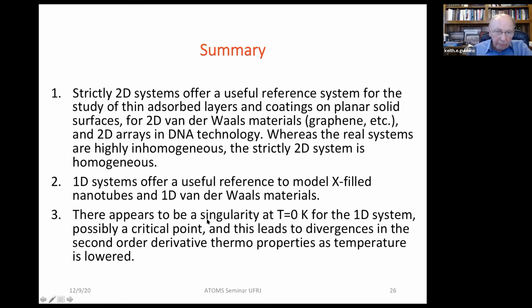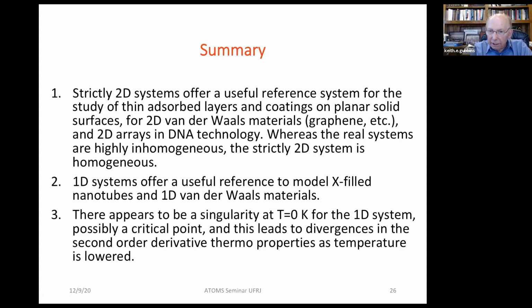And then, certainly we have not proven this, but there appears to be signs of a singularity at 0 degrees Kelvin in the quasi-1D systems and in the strictly 1D systems. And this leads to divergences in the thermal properties that are second derivatives of the Helmholtz energy. And this may have some practical application. You lower the temperature, don't have to go terribly low, and you see these divergences.